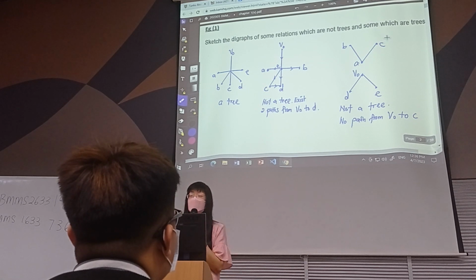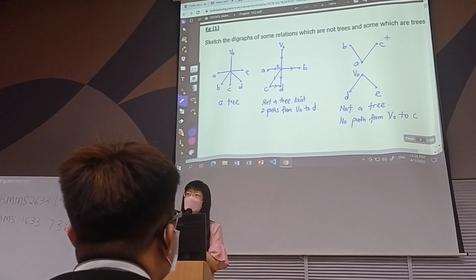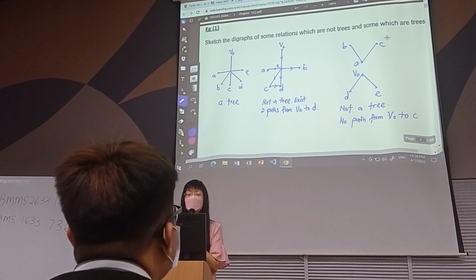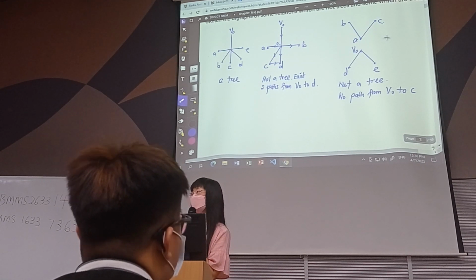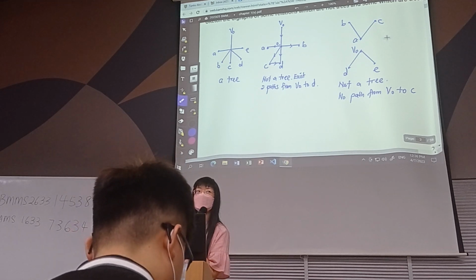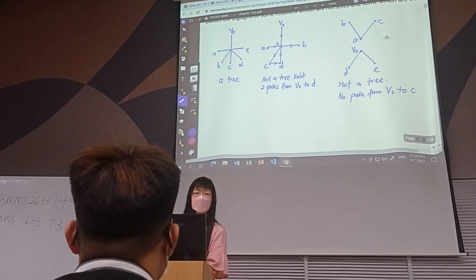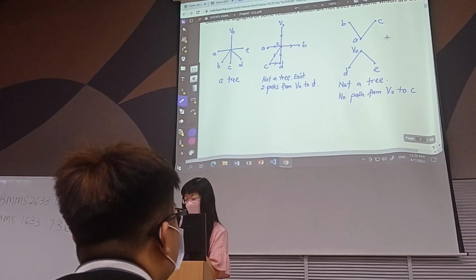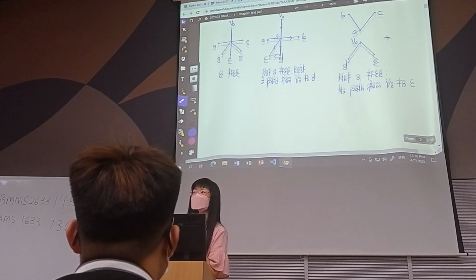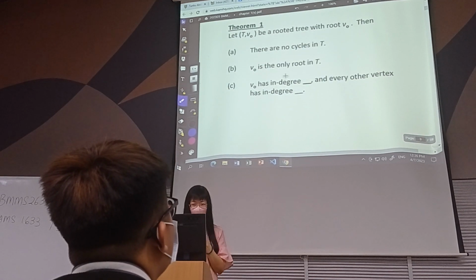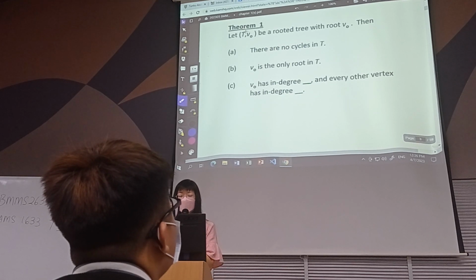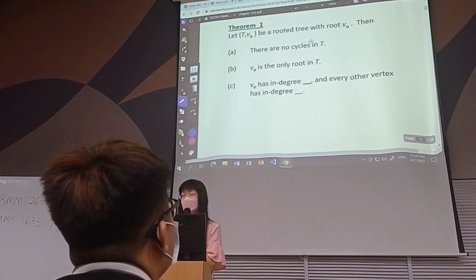Now, since I have introduced you to the definition of a tree, followed by this, we will have the theorem. Okay, repeat the one that we said just now. How to put it in the theorem. Okay, this is the theorem here. They say that if you have a tree, the T here represents the tree, and V0 is the root, then there will be no cycles in T.